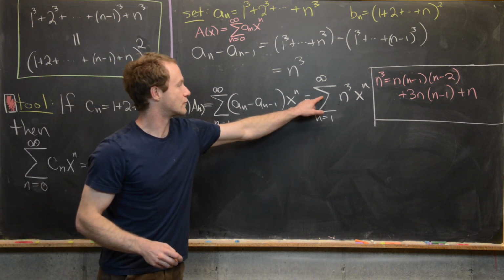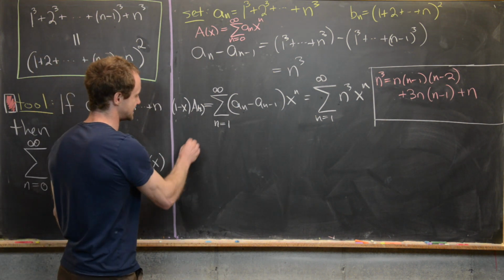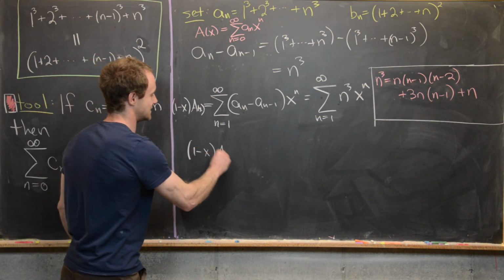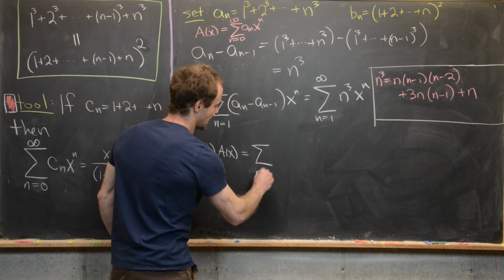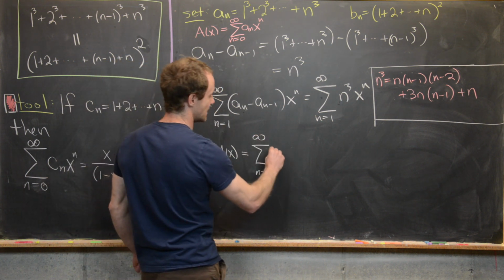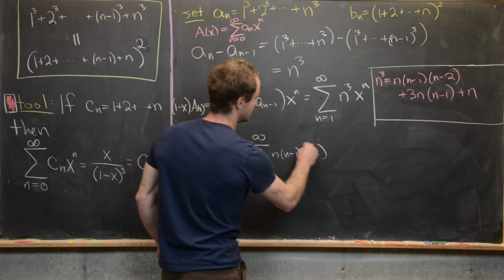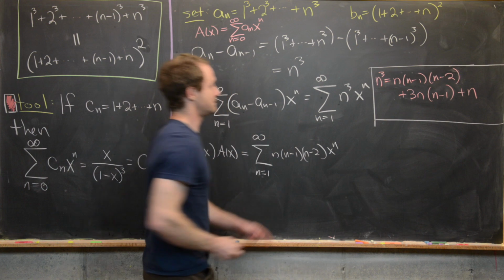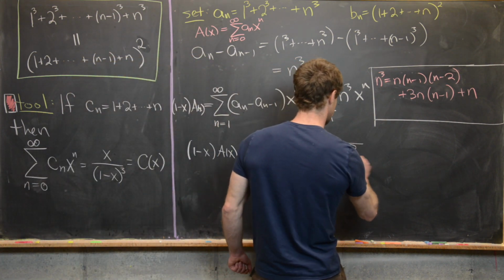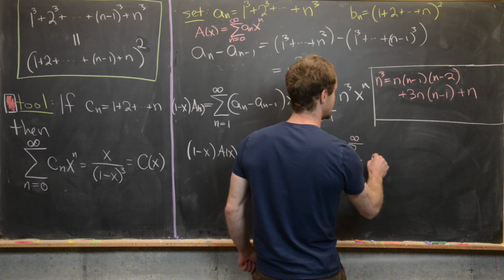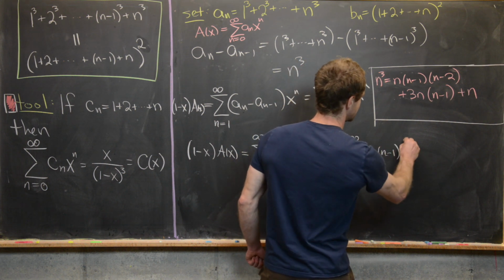And now we can go ahead and rewrite this sum using that expansion. So I'll just bring this down. We have 1 minus x times a of x is equal to the sum as n goes from 1 to infinity of n times n minus 1 times n minus 2 times x to the n. So that's the first term. The second term is going to be the sum as n goes from 1 to infinity of 3n times n minus 1 times x to the n.